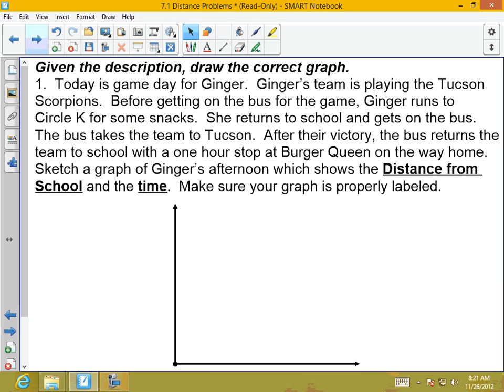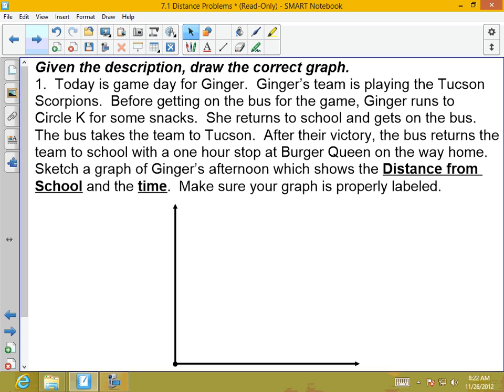Here we go. Anybody know what this is right here? Can anybody tell me what this is right here? That's the y. This is the y-axis. So what's this axis here? X. The x-axis. So we're still dealing with the x and the y-axis. Okay. Now, we're not going to be graphing points like we were before. We are going to be graphing lines to show what's going on up here in the word problem.